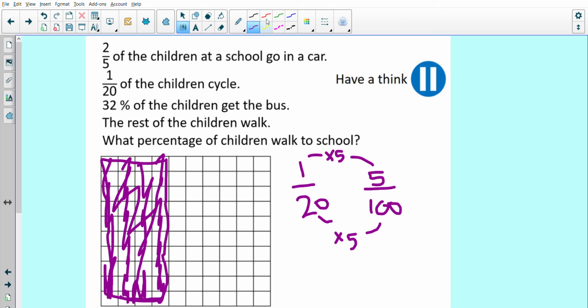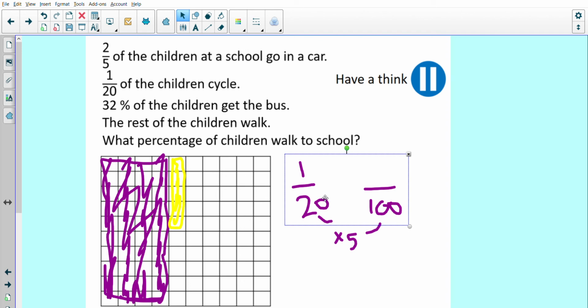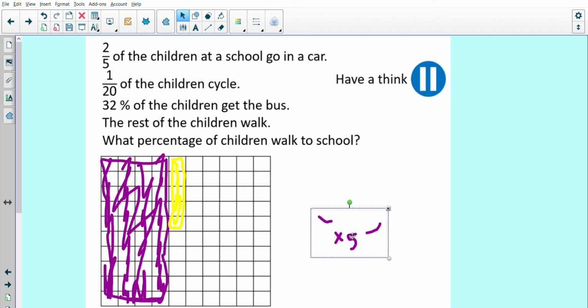So let's colour that in. 1 out of 20 children cycle. That's just 5 squares coloured in. 1, 2, 3, 4, 5. Okay. Done now. Now let's have 32% of children get the bus. Well, I already know what that is as a percentage. It's 32 out of 100. So I'm just going to shade in 32 more.